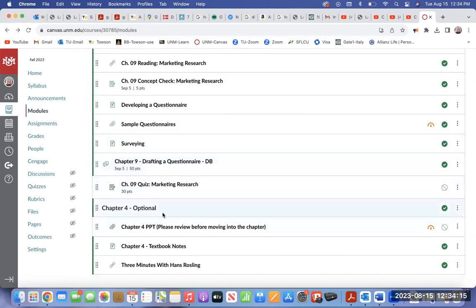I also opened up this little thing on chapter 4. This is totally optional. I really enjoy Hans Rosling. He's passed away, but his children are continuing to write and look at his research. He's written some things about the world and around us, just the external environments. It's really important in marketing to be up on what's happening in the world and the environments around you, whether it's political or technical or economic.